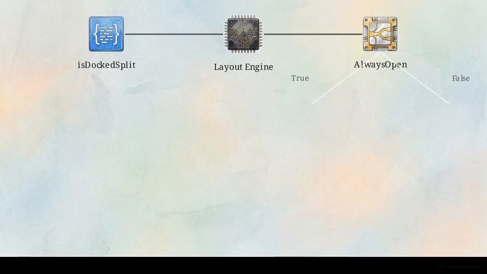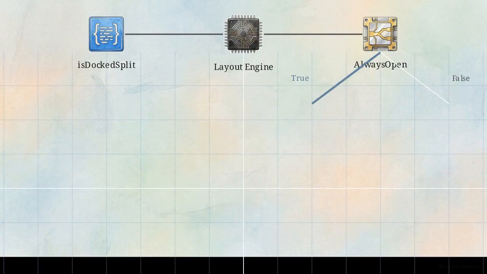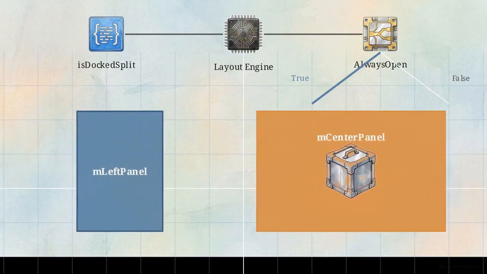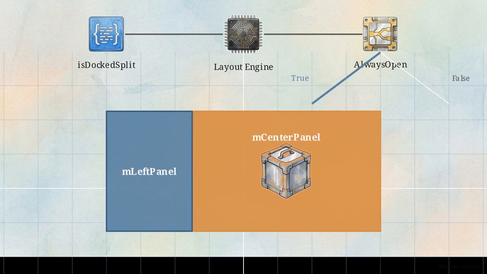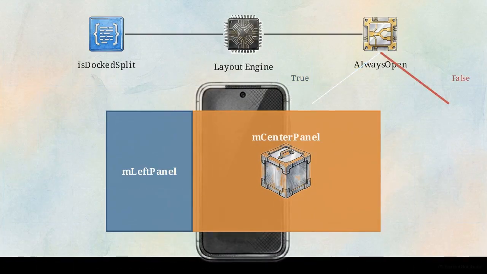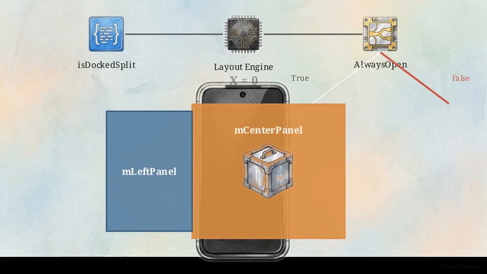When always open evaluates to true, the engine assumes it has pixel width to display both panels simultaneously. The setLayoutAnimated execution forces the center payload's starting x-coordinate to exactly match the left panel's width, creating a shared horizontal plane. Now trace the logic path when always open is false, the standard default for narrow screens.